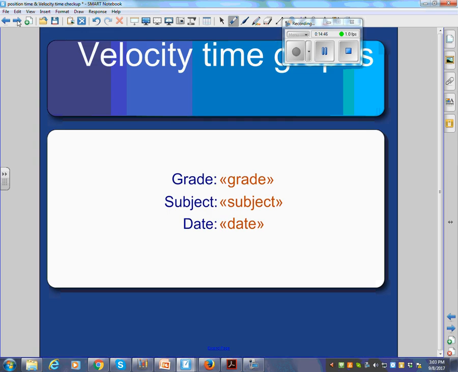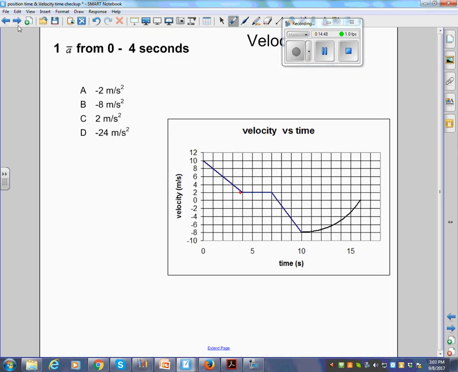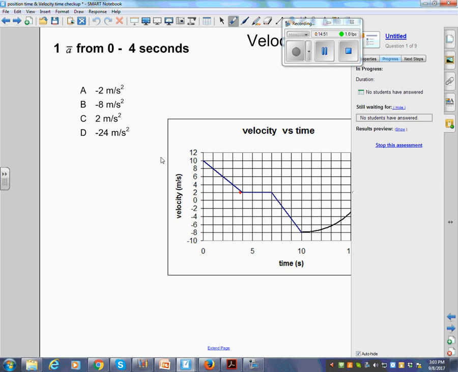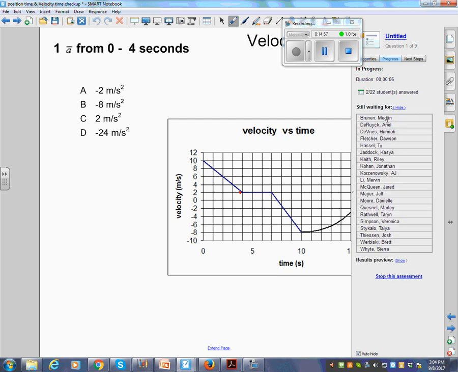Okay, so you guys did pretty well. So now, some of you have probably done these. Let's fire in your answers for velocity time graphs. Take your time, we'll get her done.